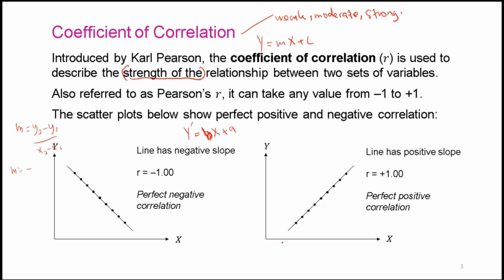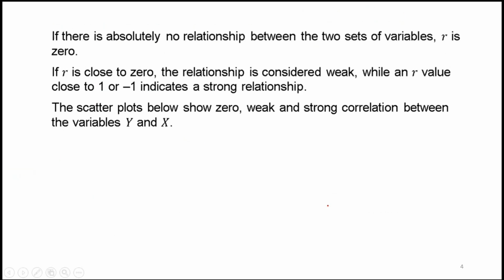So this one, if x increases, y also increases. This one, if x increases, y decreases. So this is the difference between these two relations. Now you can see the points are also attached to this line, so this is perfect positive correlation.